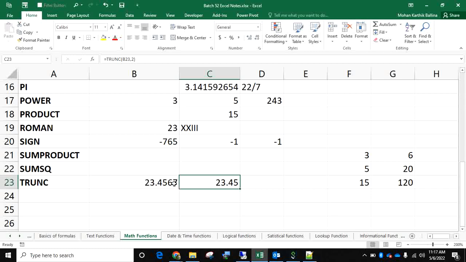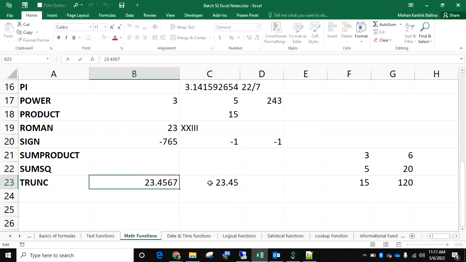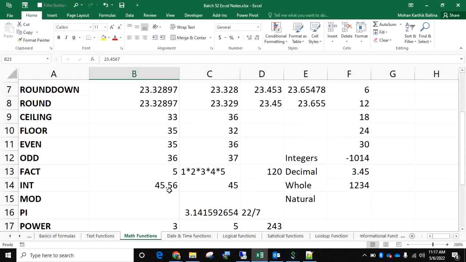Next, TRUNC we have also seen. After the decimal, I want to see only two digits, right? That means it just removes the remaining digits. I said after the decimal I want to see two digits, so just keep these and the remaining digits are removed. It will not do any kind of rounding. Next, we have a few left.